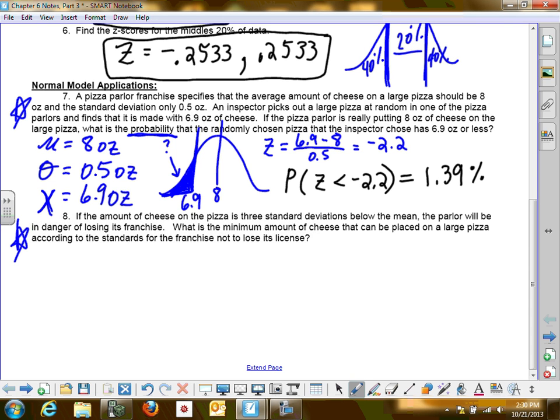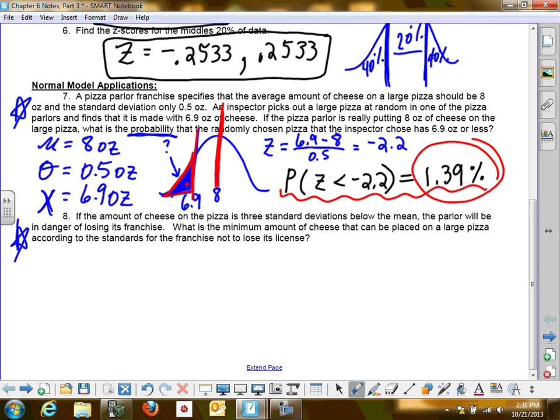Hey, I actually want to plant a little seed of a conceptual idea for the entire second semester. And here it is. Okay, you ready? Think about this 1.39%. How likely is that? Statistically speaking, is that a very probable chance that he would have gotten that? Okay, no. So technically in statistics, we say this. He really would not have gotten a pizza in this section down here if they are really putting out 8 ounces of cheese on average.